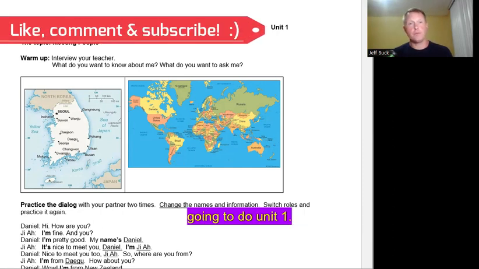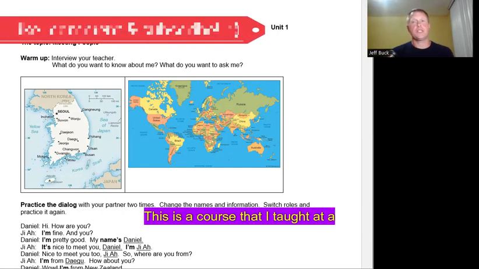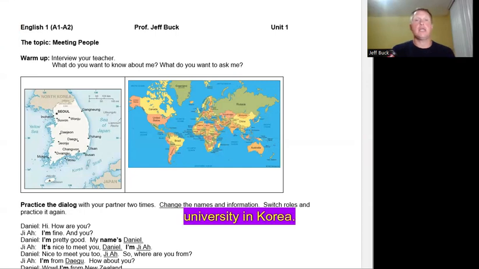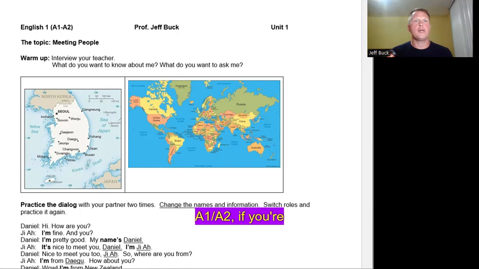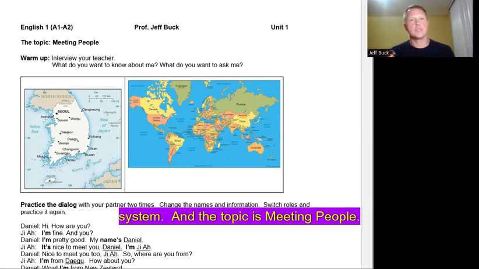We're going to do Unit 1. This is a course that I taught at a university in Korea. We called it English 1, but it was really A1-A2 if you're familiar with the CEFR system. And the topic is meeting people.